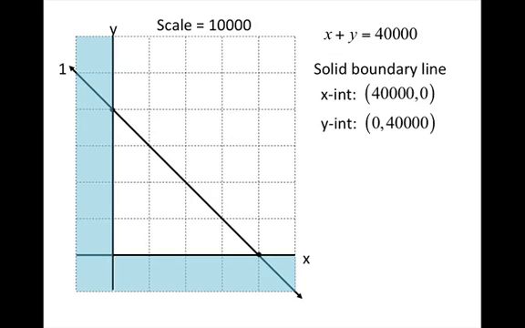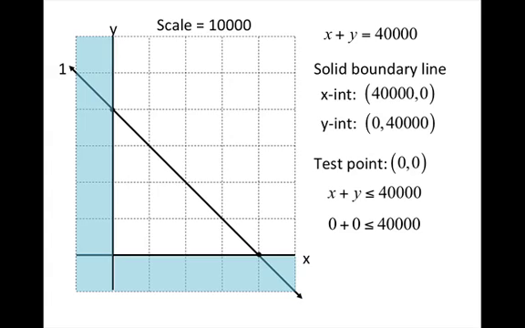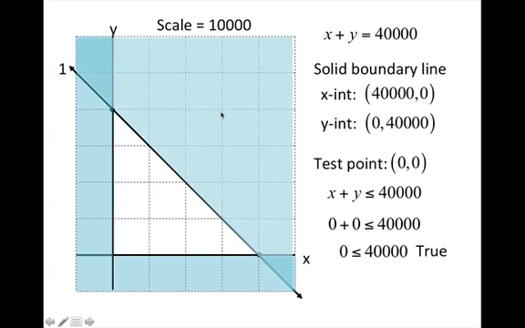Since that line does not go through 0, 0, I can let my test point be 0, 0. If I go back to my original inequality, x plus y less than or equal to 40,000, and replace x and y with 0, I end up with 0 is less than or equal to 40,000. That's true, so that means 0, 0 is part of my solution. So the area below my line or to the left of my line is the solution. The area above it is not the solution. So I mark out the part or shade the part that's not the solution.